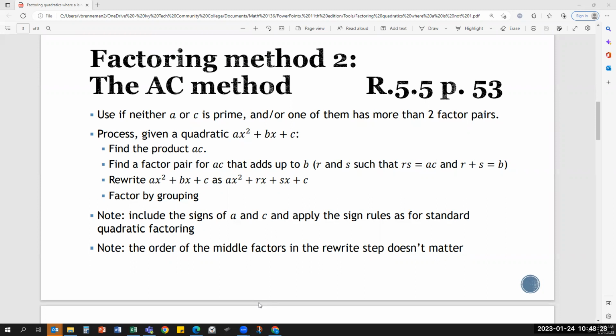The order that you write those 2 terms that add up to get bx doesn't matter. It'll work either way. You do need to include the sign. So if c is negative, or even if a is negative, include those and apply the sign rules. I will say though, if a is negative, what I would do is factor out a -1 and just switch the sign on everything so that you don't have that additional complication.